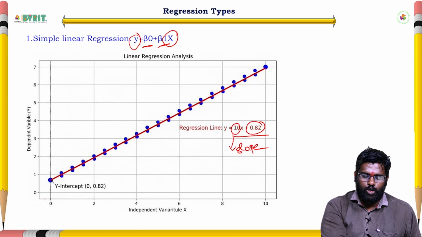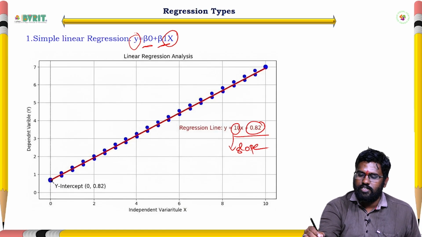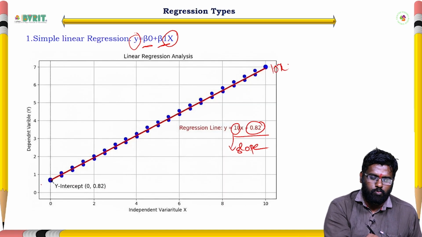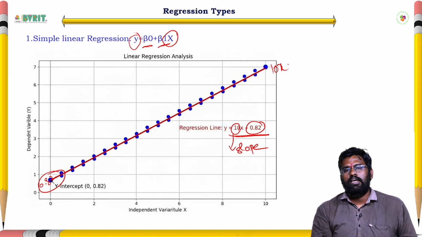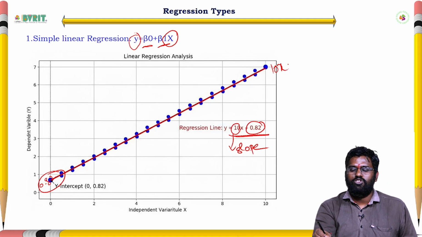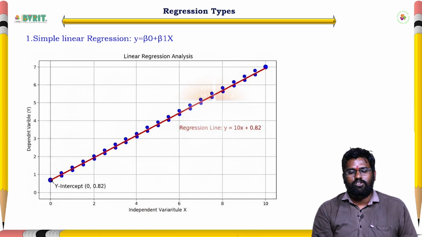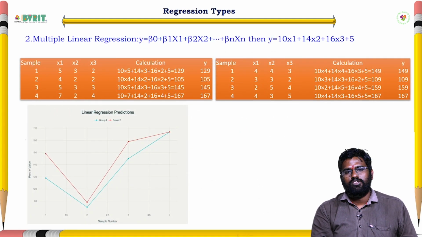So y equal to 10x plus the intercept value 0.82. Based on the equation we have to show the graph like this. That is called simple linear regression. So y is equal to beta naught plus b1x. Next one, multiple linear regression. That means it contains more than one independent variable.